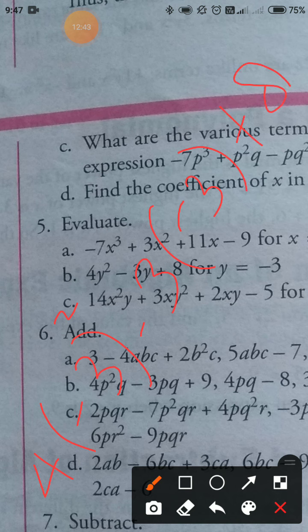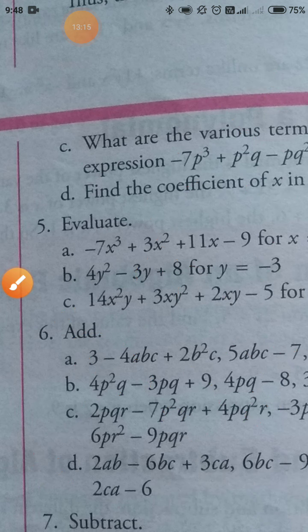If you simplify this, you will see that the square of minus 3 is 9. 9 into 4 is 36. Minus 3 into minus 3 is plus 9, plus 8. So after simplifying, 36 plus 9 is 45. 45 plus 8 is 53. So your final answer will be 53. In this manner you have to put the values of the given variables.